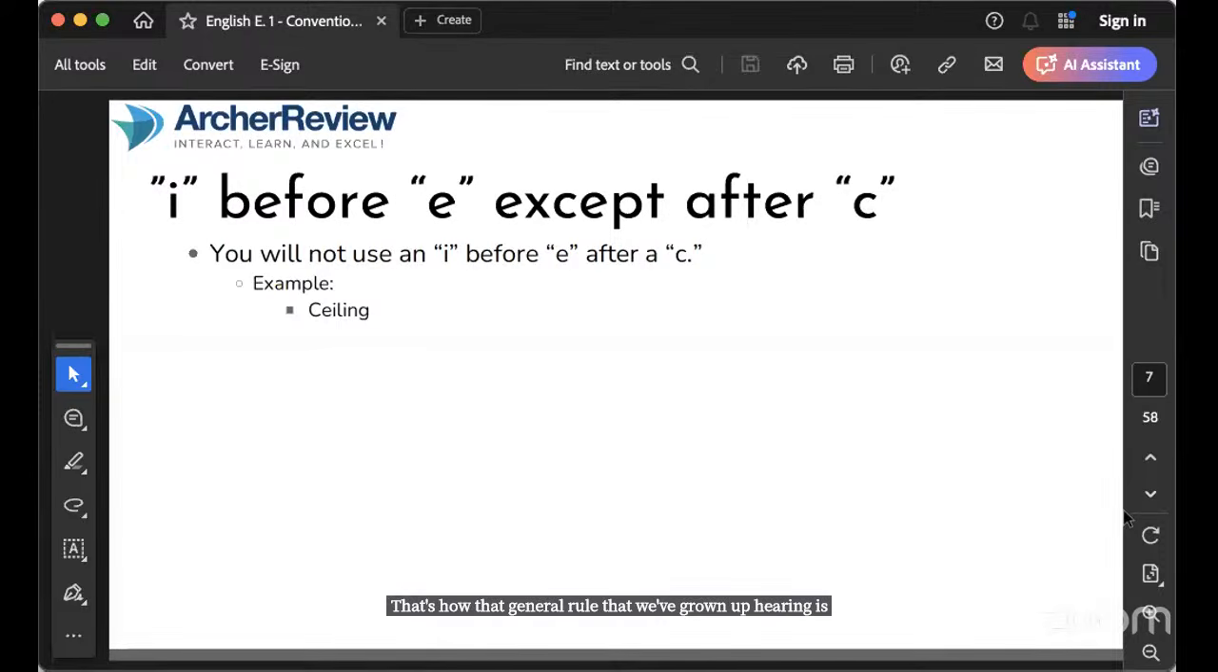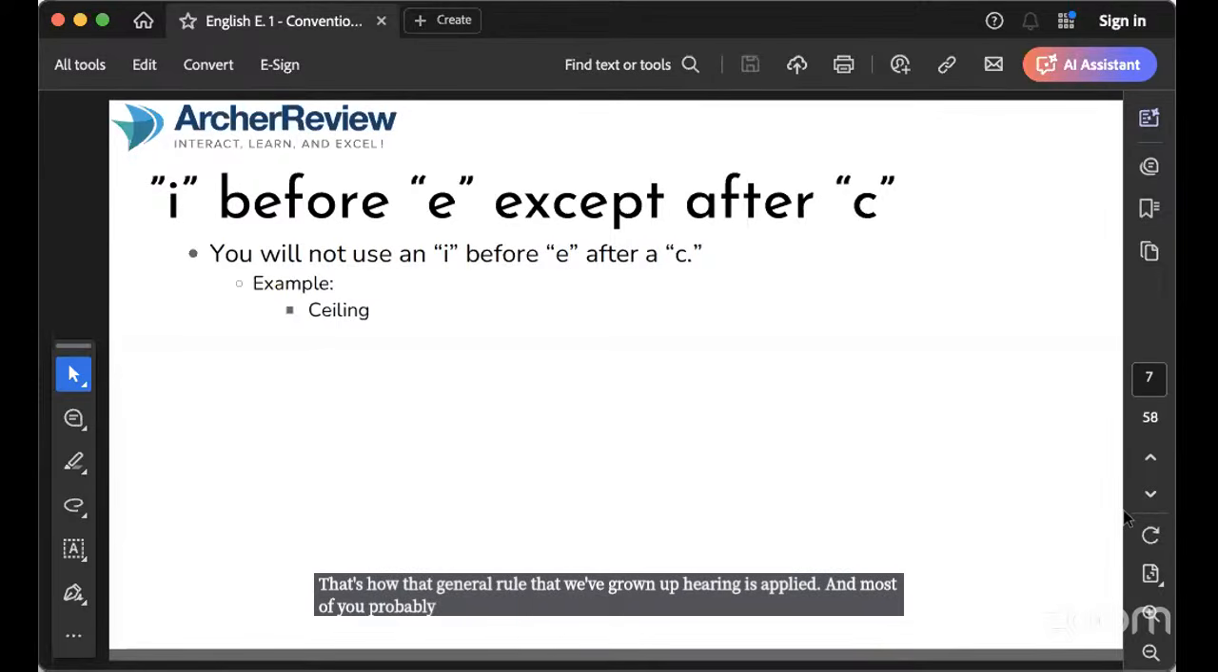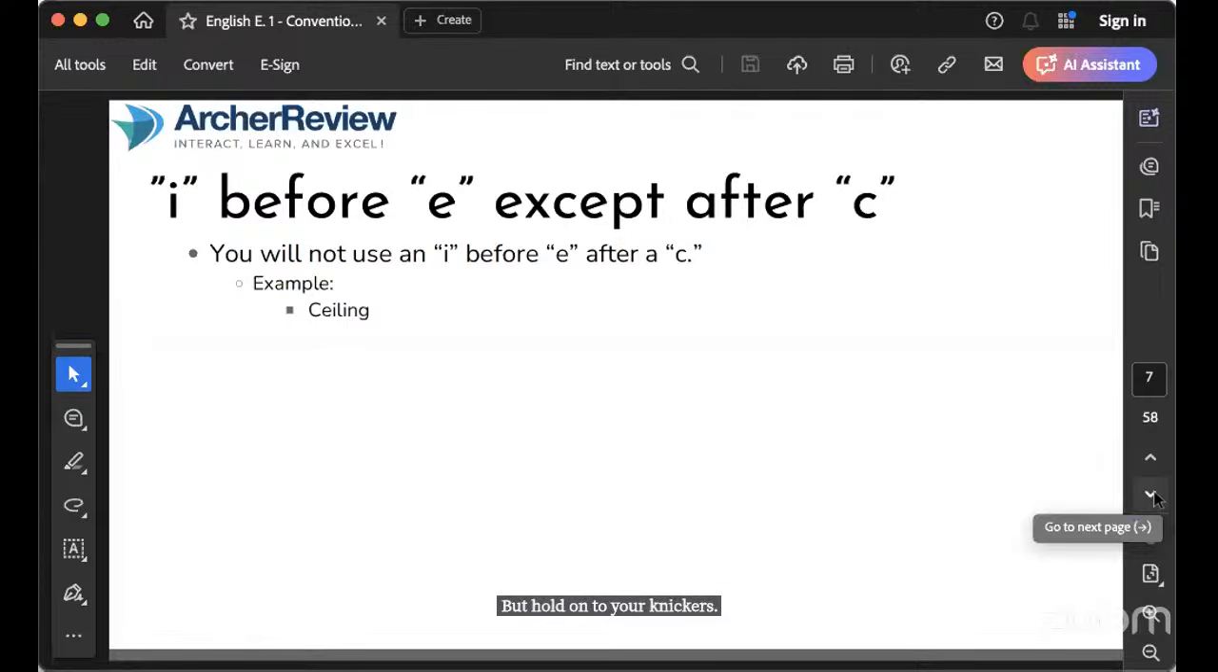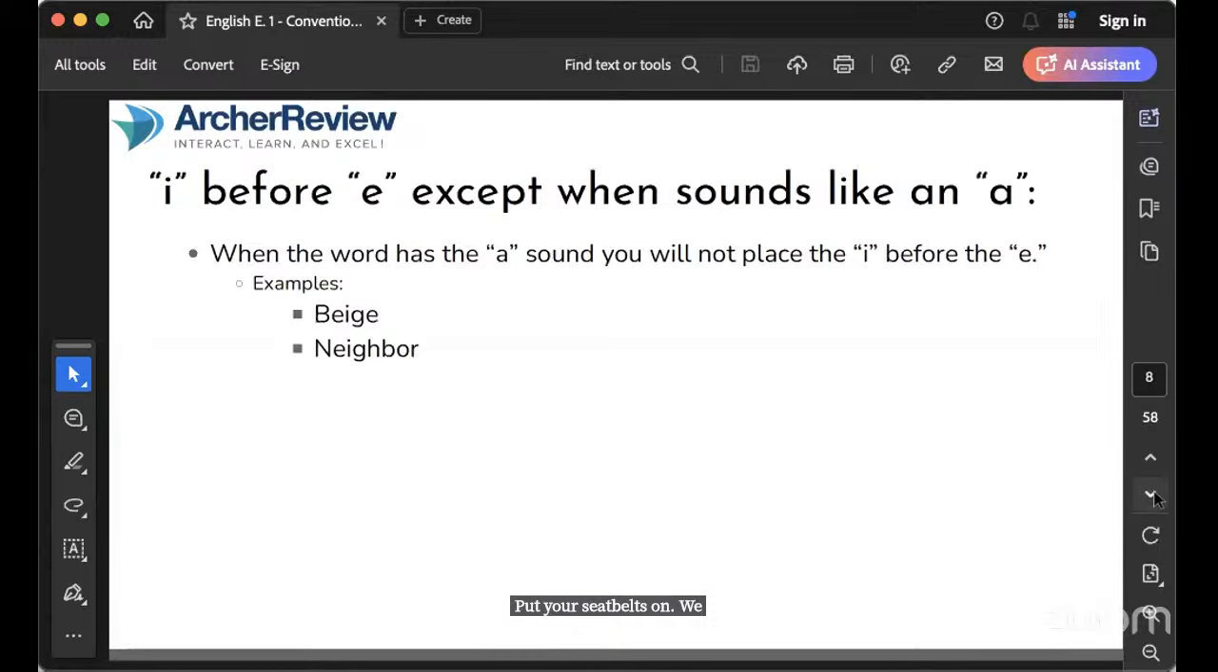And most of you probably already knew this. You've heard it so much, you're like, I before E except after C, so you know to put the E first. But hold on to your knickers, okay? Grab your chairs, put your seatbelts on. We're about to go even further into it.